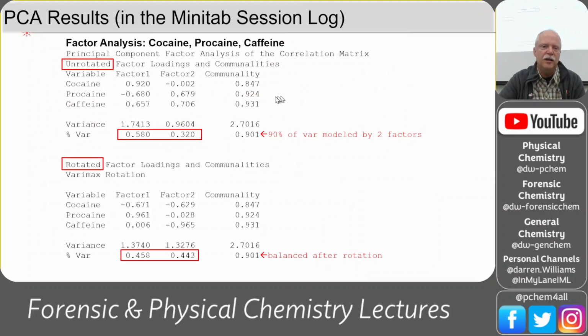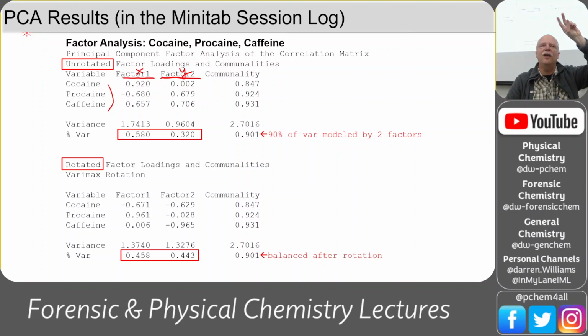Okay. So here's the components. You see factor 1 and factor 2. This might be like x and y. And you see x is 92% cocaine. It's flipping the sign on the procaine value, 68%, and 67% or 66% of the caffeine. So it's a linear combination of these 3 variables. And then the y-axis is almost using none of the cocaine. It's 68% of the procaine and 71% of the caffeine. So you see, that's just a linear combination of those 3 variables.